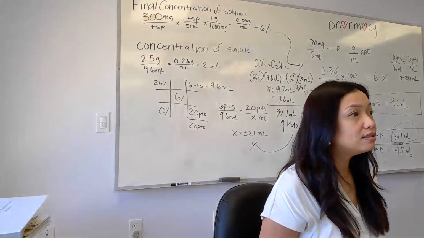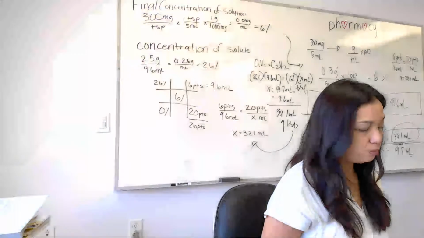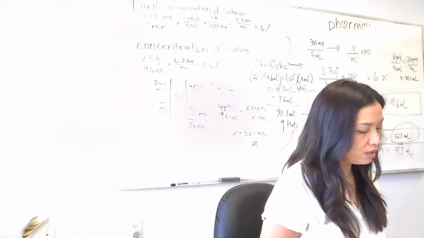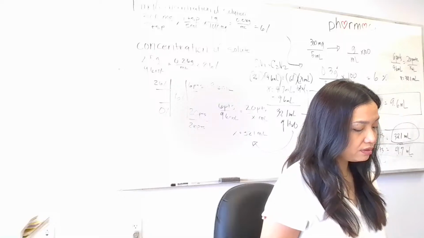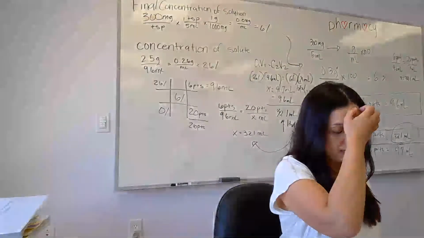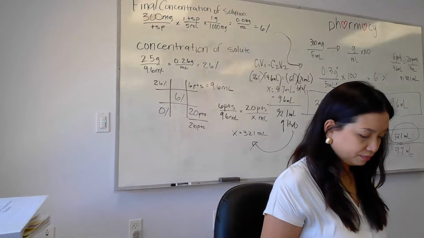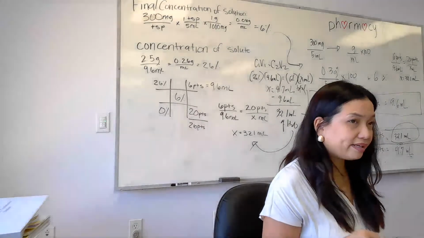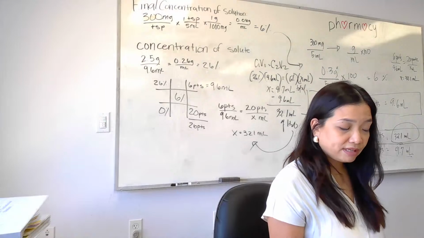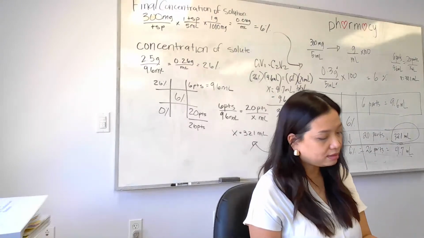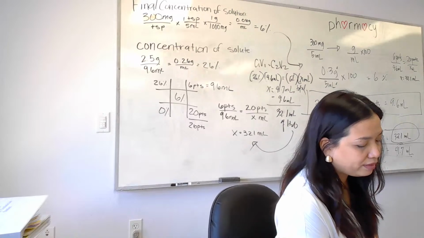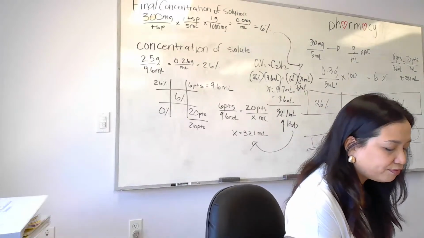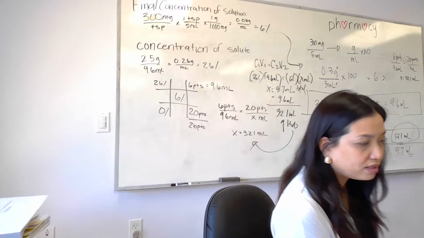What's my C1 then? 100%. What's my V1? Do I have a V1? No, that's your X. What's my C2? 91%. And what's my V2? Because it's to make the 750 ml. So what's my answer? How much of the pure do I need? 682.5 ml. So if I'm going to do a follow-up question, how much is the water that I added here?